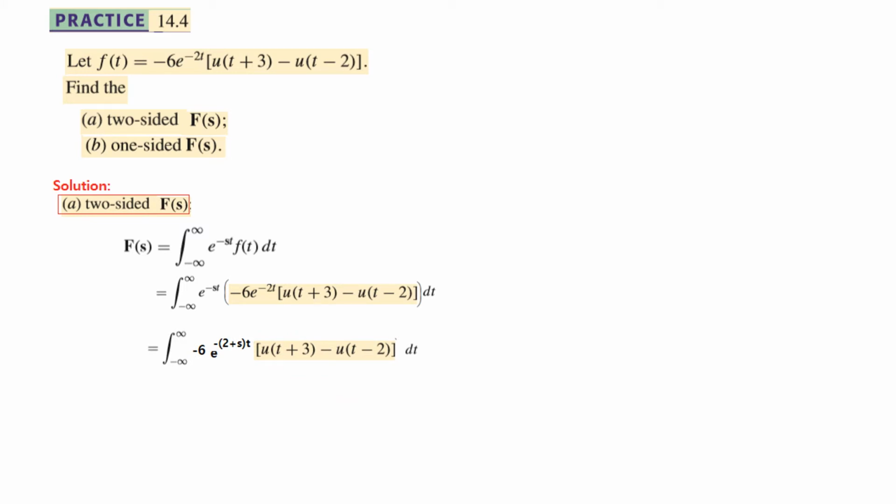Now the two e terms we combine, so it will be e raised to the power minus (2 plus s)t, and this is the unit function. And now we separate the two terms, the two unit functions. So this multiplied by the first term will come here, minus this multiplied by the second term. So we got now two terms.